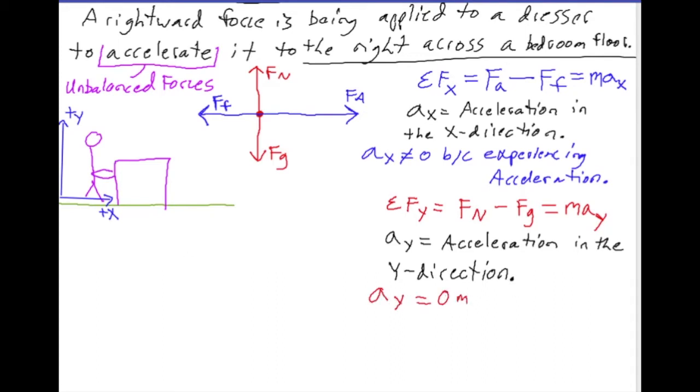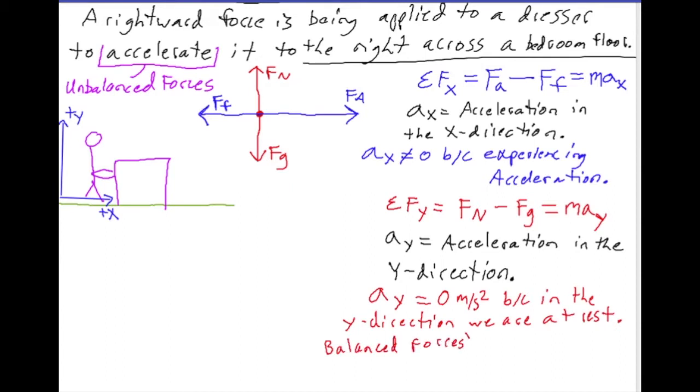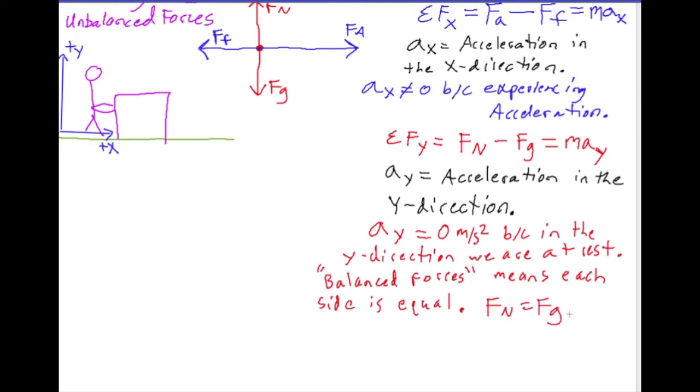We know that a_y is equal to 0 meters per second squared because in the y direction, we're at rest, which means that our forces are balanced, meaning that force normal is equal to force gravity in this case. So since a_y is equal to 0, it means that force normal minus force gravity equals 0. Therefore, if we add gravity over to the other side, we find out that force normal is just equal to force gravity.